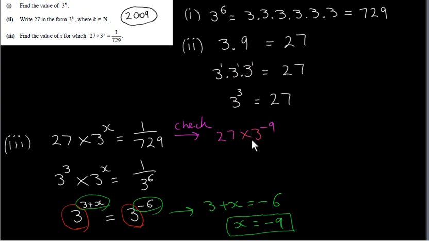Now we could also check this without a calculator. 27 is 3 to the power of 3, and we want to multiply by 3 to the power of minus 9. So the base numbers are the same, we add the powers. 3 plus minus 9 is minus 6. But 3 to the power of minus 6 means 1 over 3 to the power of 6. And we know that that's 1 over 729.